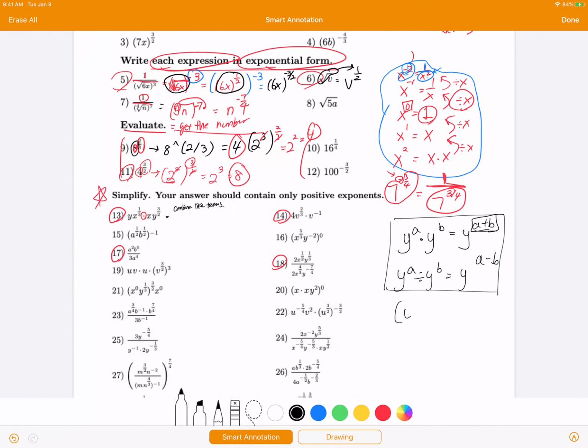And the last one is, let's say y to the a power raised to the b power, just like how, for example, number 16 has, where you have parentheses around it raised to the b power. Then that's when you would multiply the exponents together.